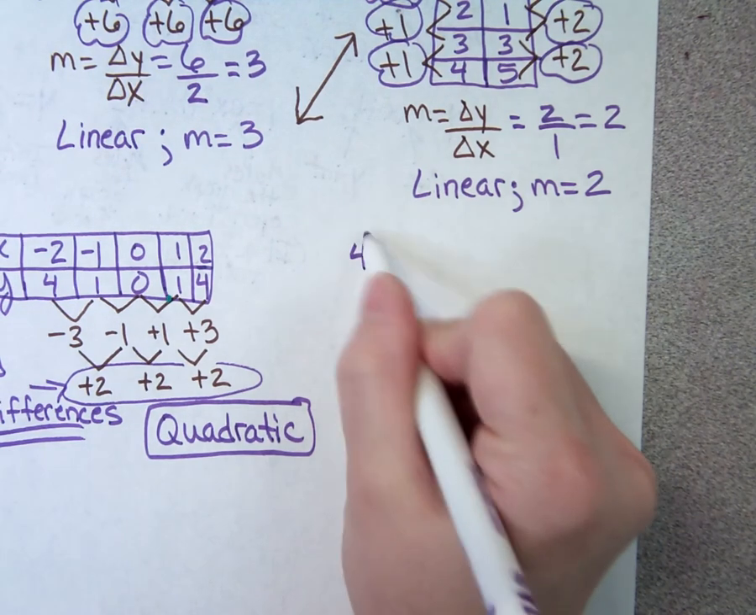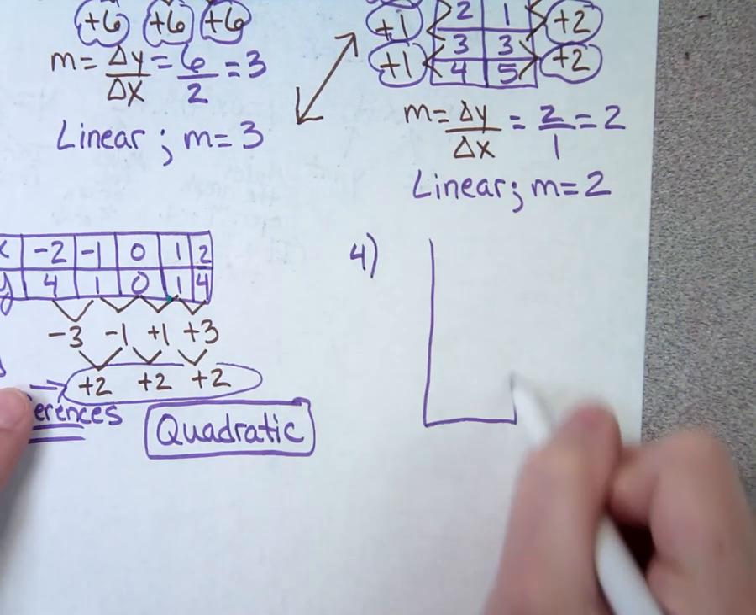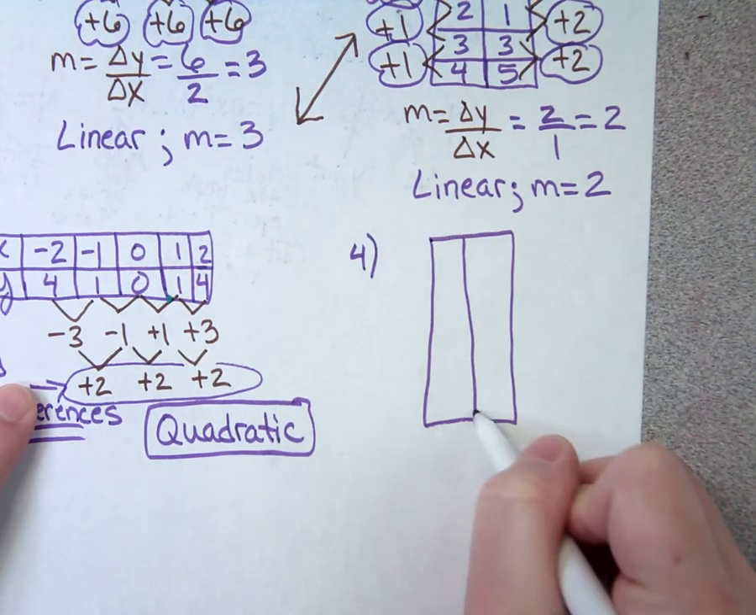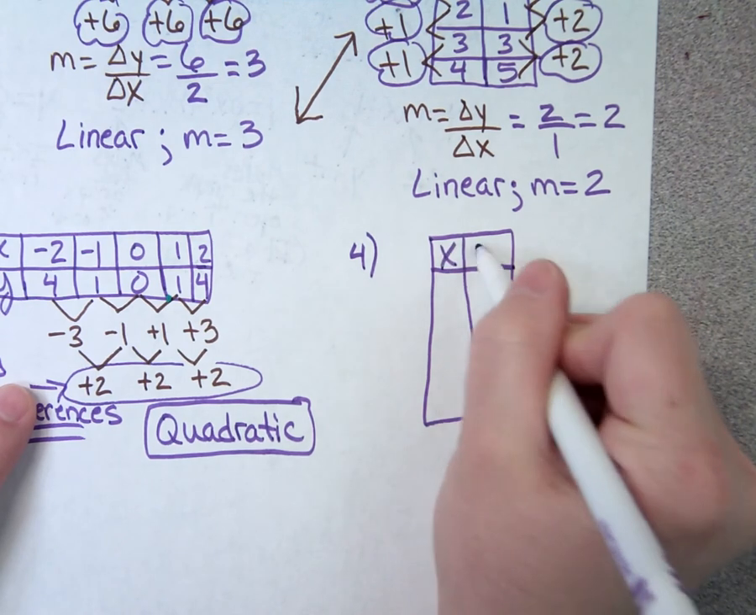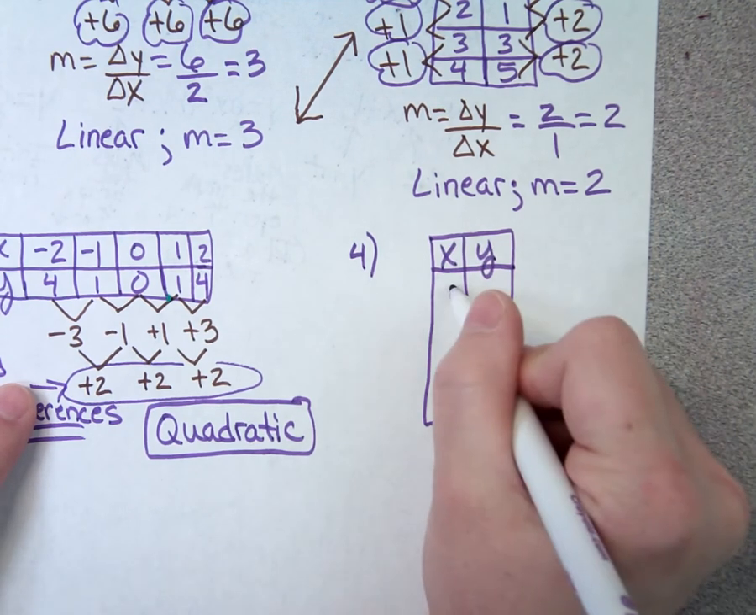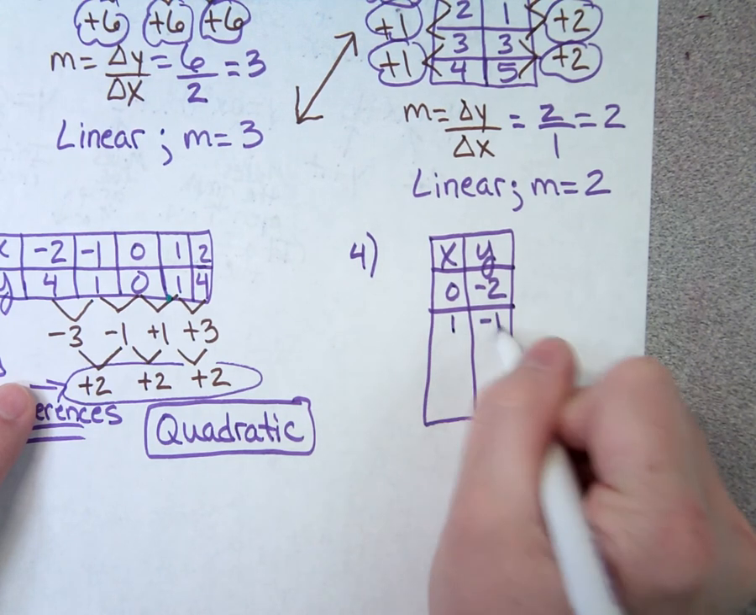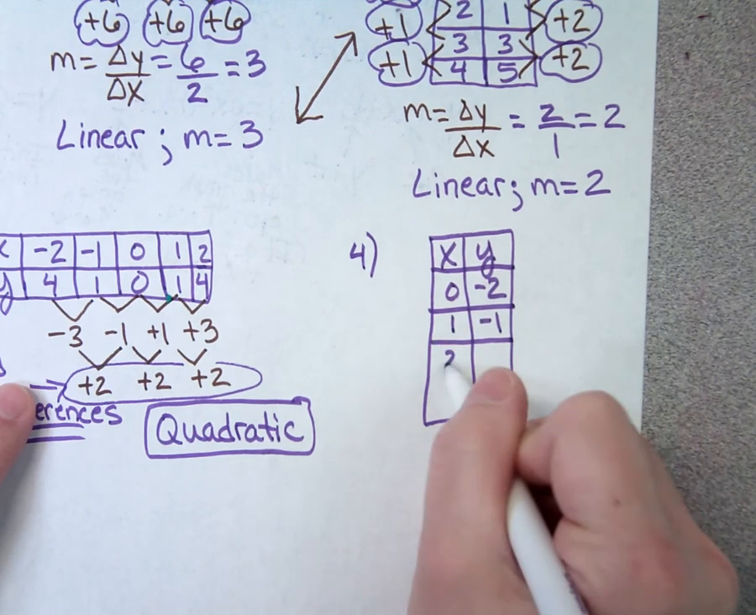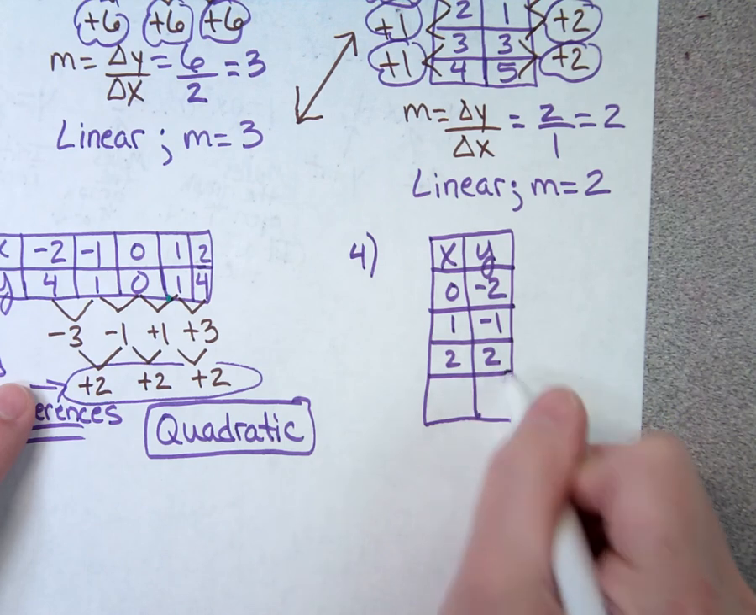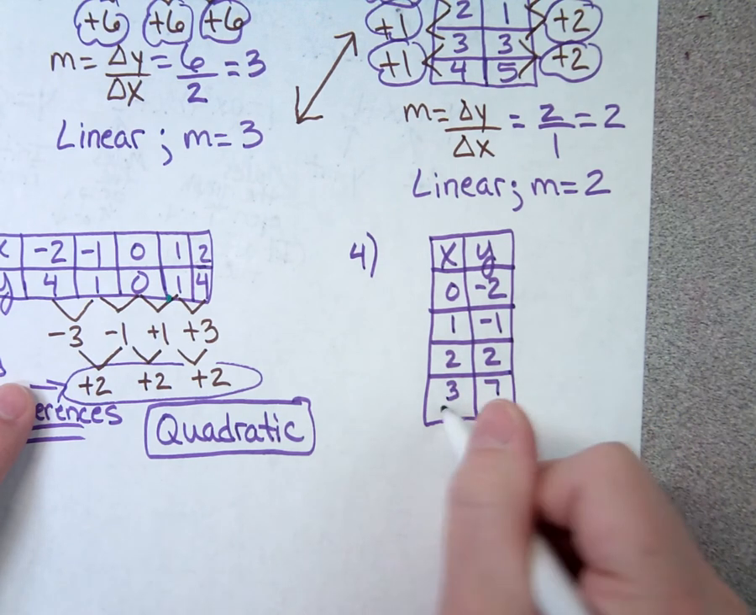All right, let's try another chart. Let's make this one vertical, just to get used to looking at them different ways. So here's x, here's y. Let's go 0, -2. Let's go 1, -1. Let's go 2, 2, 3, 7, 4, 14.